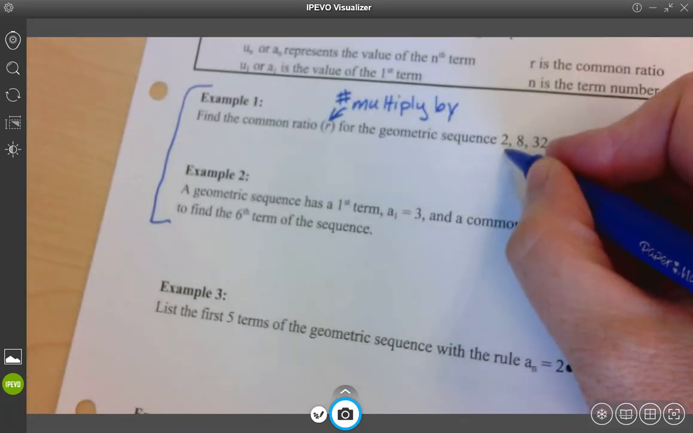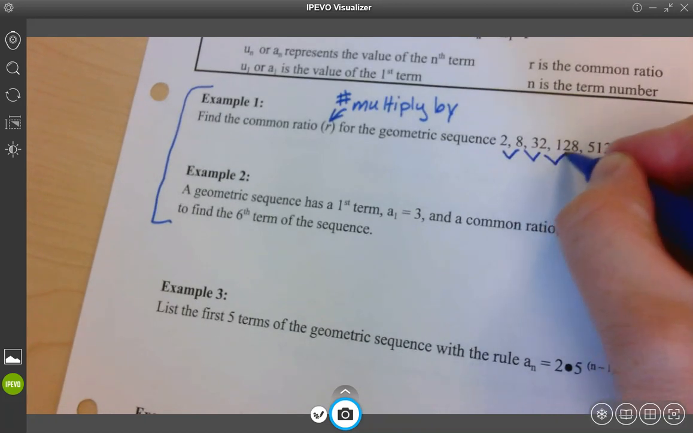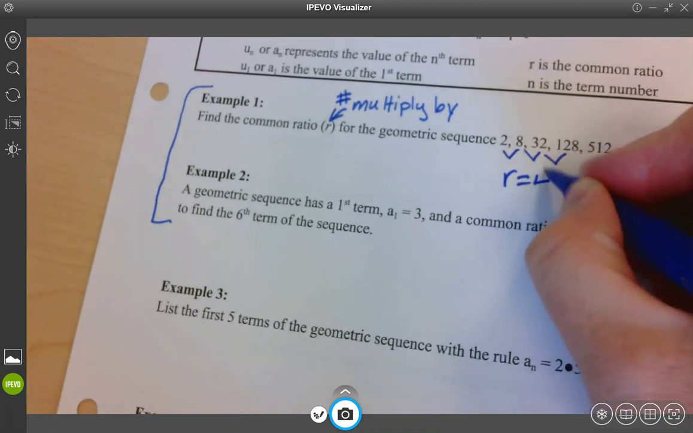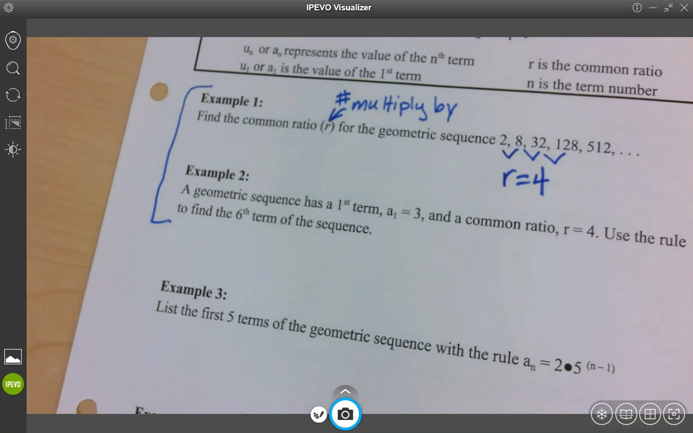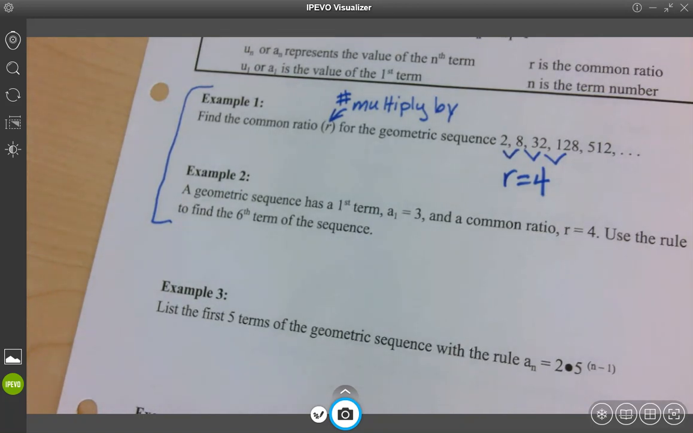Okay, how much are we multiplying by each time here? Good. So r equals 4. If it wasn't obvious, 2 times 4 is 8. Say it was like 2 and then it said 6.5 and you thought, I don't know what to do here. If you want to figure out what number you multiplied by, what would you do with that 6.5 and 2? So you could guess what it was, right? And then try it and see if you get the same thing. Yep. How else could you find out what number you multiplied by?